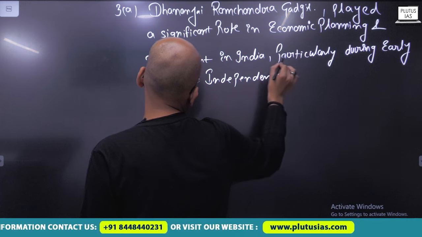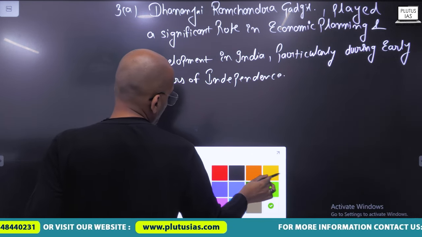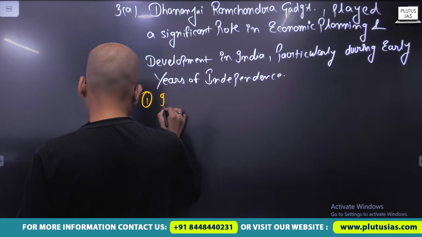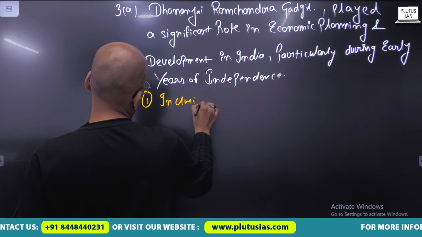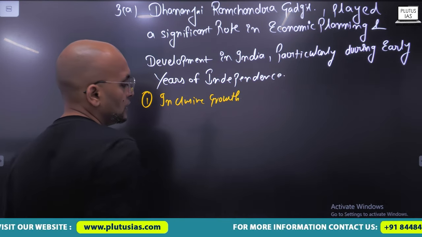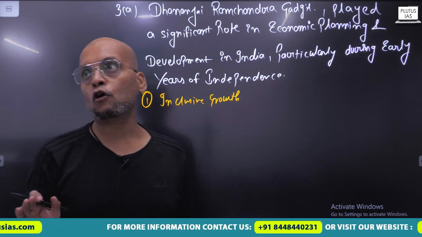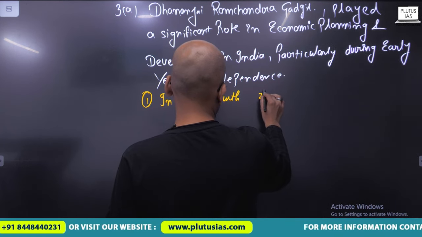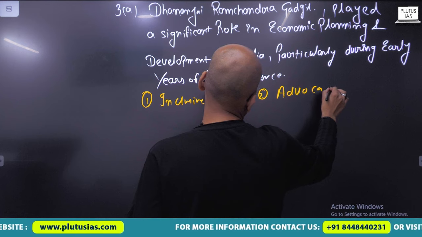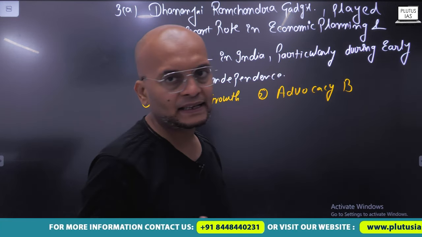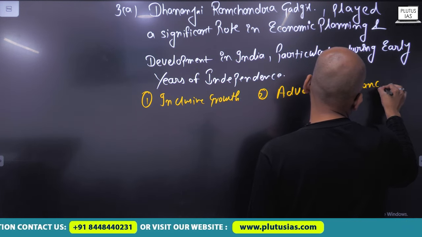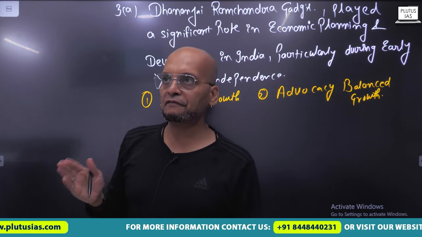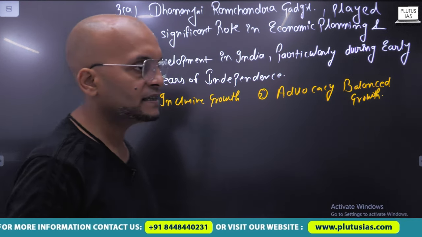Now you could highlight the aspects of it, that what are the sectors or what are the different things that he did or the phases on which he focused. So that is inclusive growth. So as we know, Gadgil was a big promoter of inclusive growth. Fine. Agreed. Then advocacy of balanced growth. Balanced growth, that it shouldn't be the case that the rich are getting richer and the poor are getting poorer. The growth in the country should be balanced. Everyone should benefit from the growth of the country. That's what his point of view was.